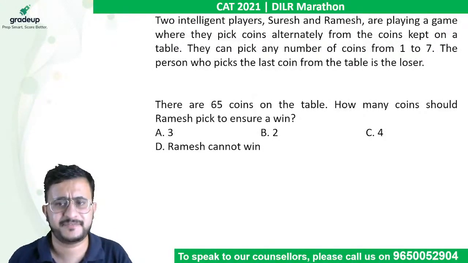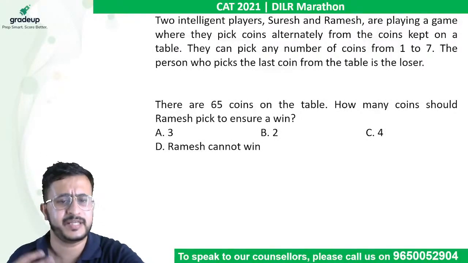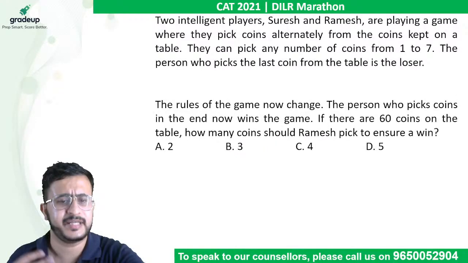Now see, there are 65 coins, that is 8 into 8 plus 1, 8n plus 1 ke form mein, so he cannot win the game, right? No matter whatever number of coins he picks, he cannot win, because the other person will send him to the losing number again and again. Okay. All right. Now the rules of the game change.